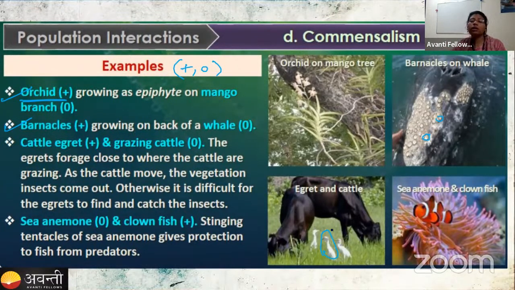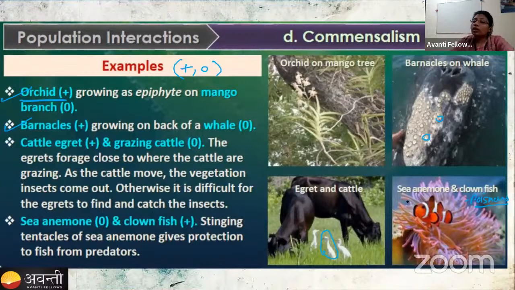Otherwise the egret will be unable to catch those insects. Okay, then we have the sea anemone and clownfish. The tentacles of the sea anemone are poisonous, but the clownfish has no effect from this poison.